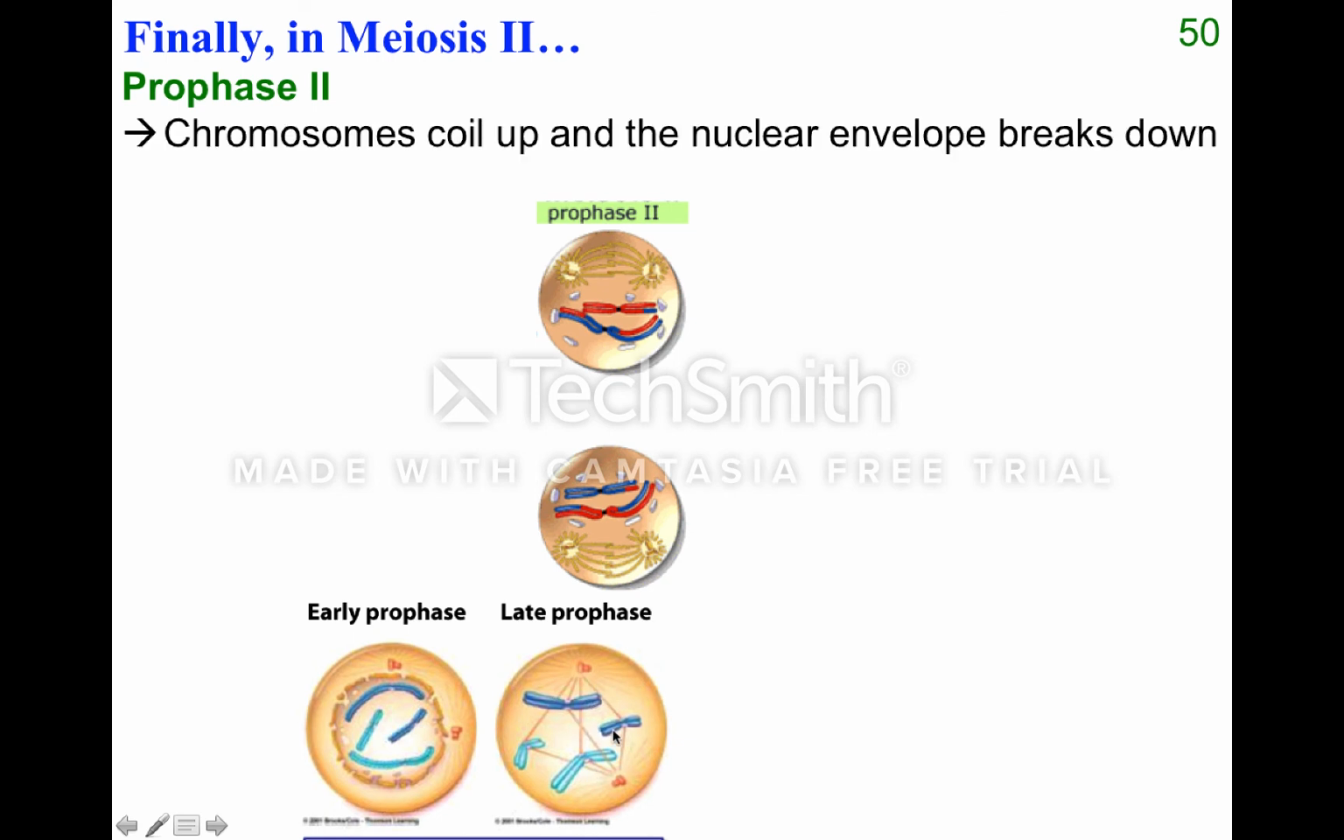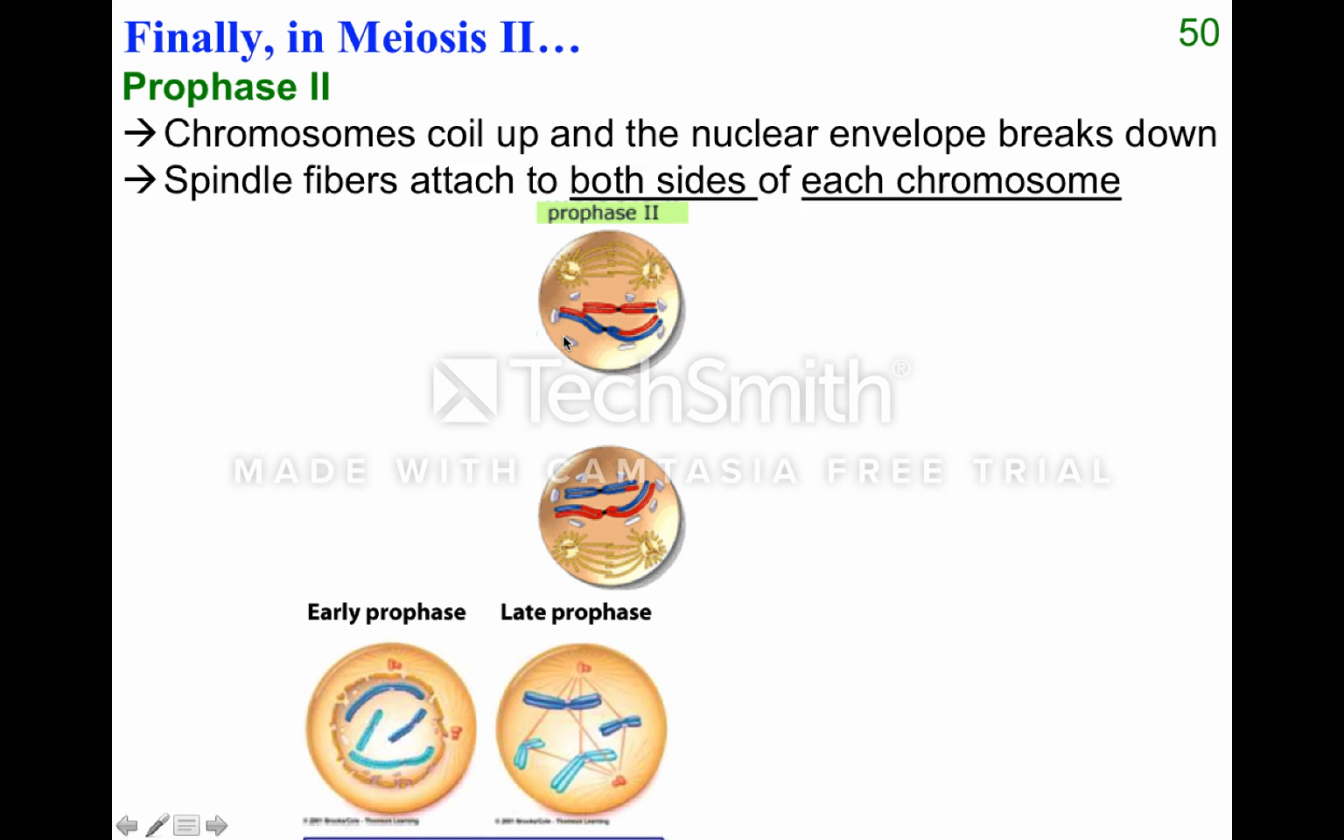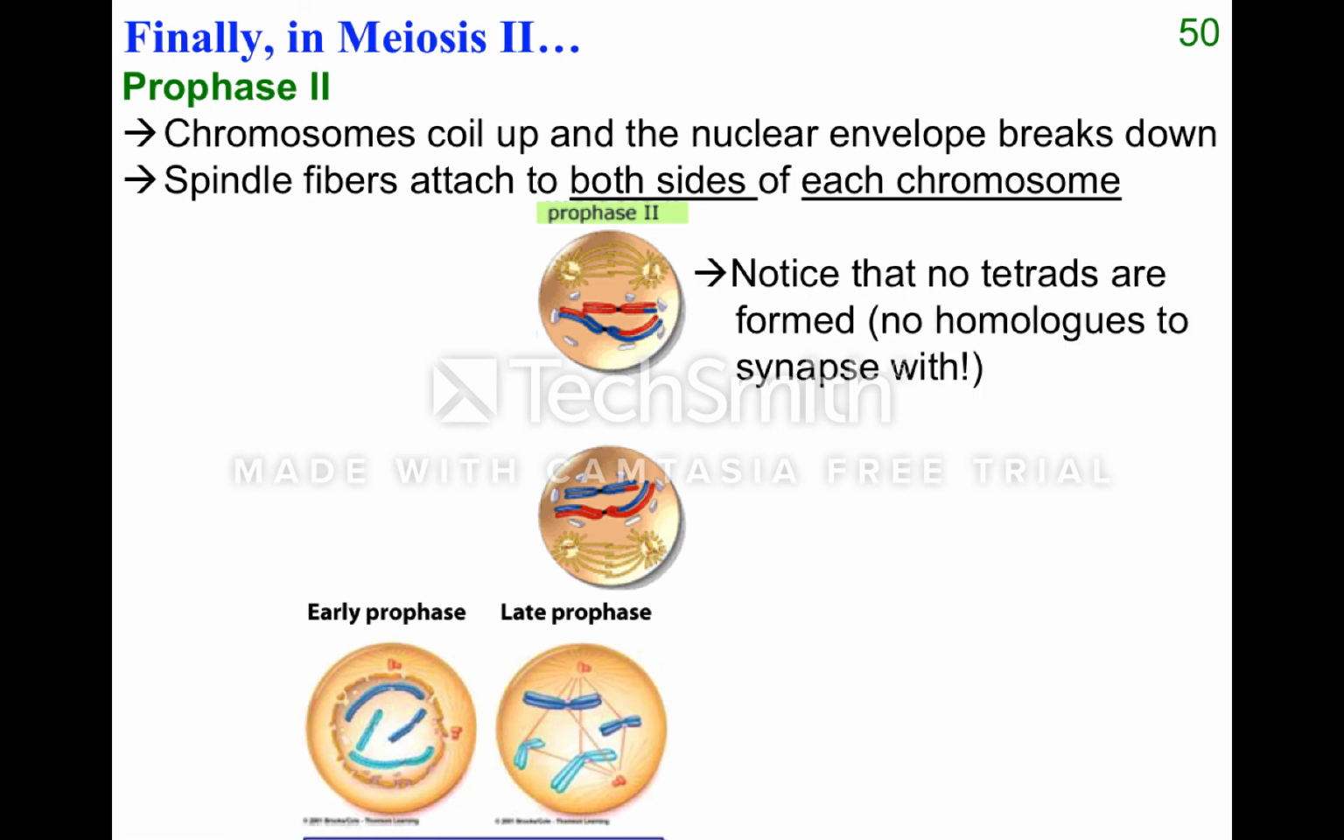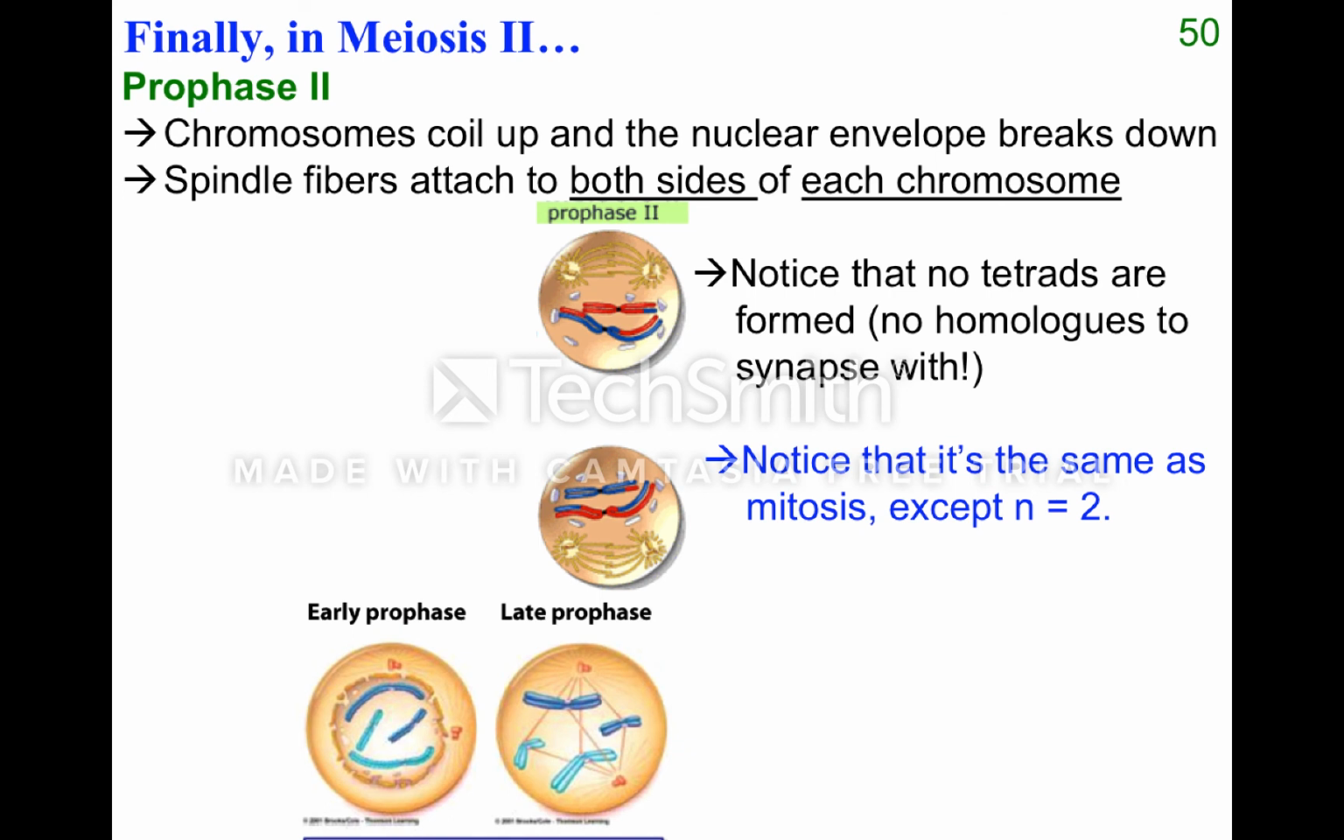So in prophase 2, the chromosomes coil up to start to become visible. The nuclear envelope breaks down, spindle fibers start to form, and they attach to both sides of each chromosome, just like they do for mitosis. Notice we're not forming any tetrads this time because they don't have homologs to synapse with. This short chromosome doesn't have a second short chromosome in the same cell to synapse with, so it's by itself. So pretty much the same as mitosis, except we're looking at 2 chromosomes.